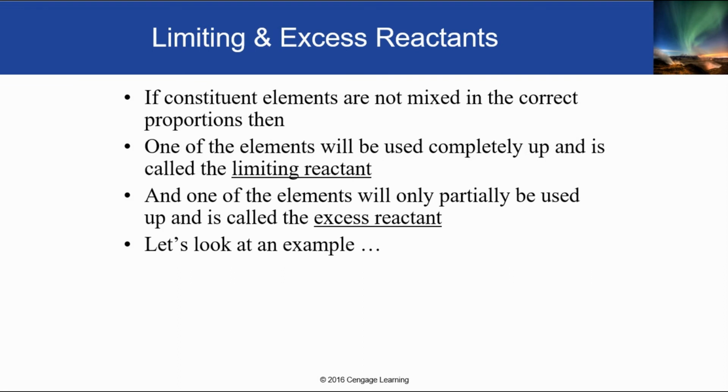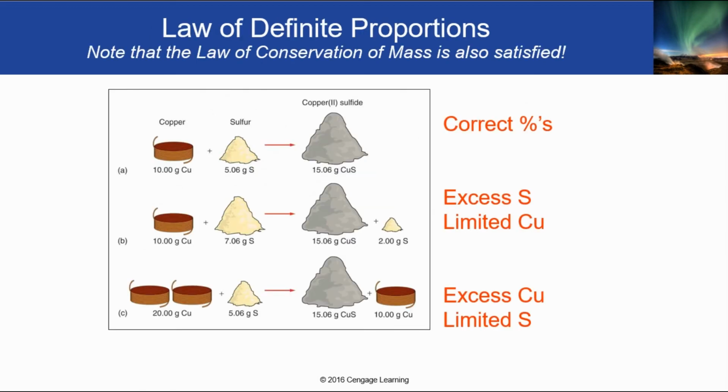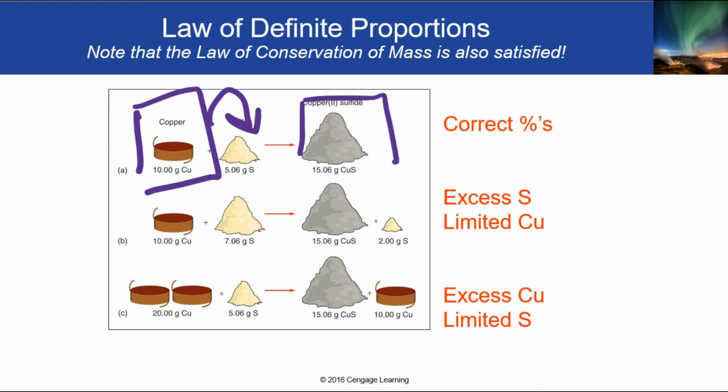Okay? If constituent elements are not mixed in the correct proportion, ang mangyayari ganito. One of the elements will be used completely and is called the limiting reactant. Next is, one of the elements will only partially be used kasi nga sobra siya, kaya ang itatawag natin sa kanya ay excess reactant. So, tingnan natin itong example na to. So, dito nakalagay, meron tayong 10 grams ng copper. At ang 10 grams ng copper ay magre-react sa 5.06 grams ng sulfur para bigyan tayo ng copper sulfide na ang measurement ay 5.06 grams.